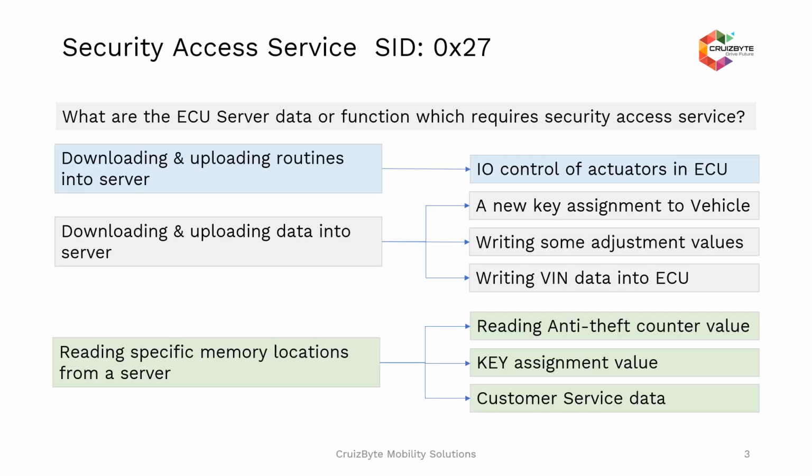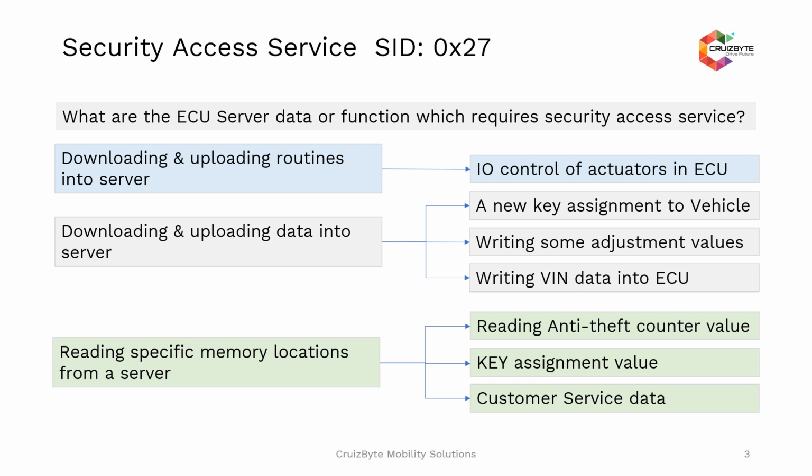These are the few requests where the diagnostic tester can get access with the help of security access. So for example, downloading and uploading routines into a server. Some of the IO controls of actuators, if you need to perform them from a diagnostic tester, then the tester is expected to pass the security mechanism in the diagnostic server, and then it allows the diagnostic tester to perform such operations on the ECU actuators.